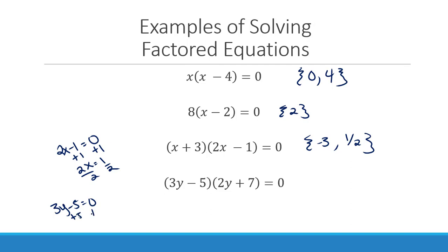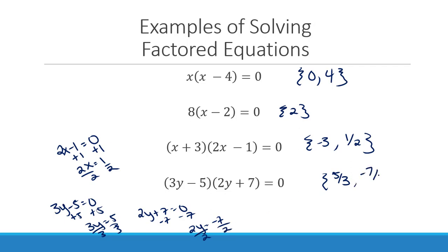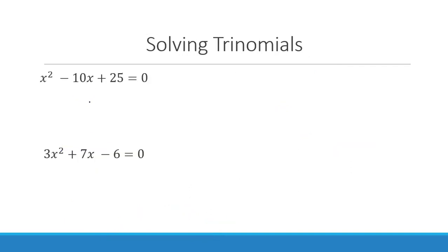So we're going to add 5 to both sides, divide by 3. So one solution would be 5/3. What's going to make this guy equal to 0? We're going to subtract 7, divide by 2. So my other solution here would be negative 7/2. So what are we getting at here? Sometimes when you have to factor and it's being set equal to 0, you have to solve it.